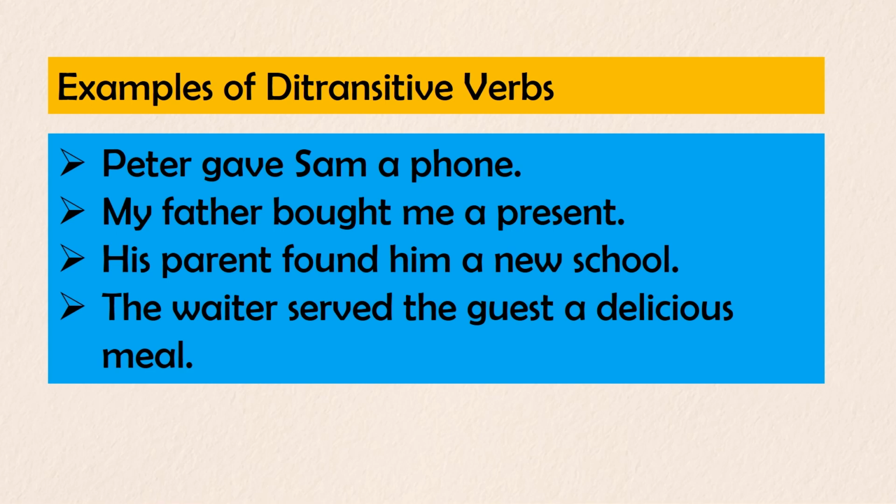His parents found him a new school. His parents found what? A new school is the direct object. Him is the indirect object. The waiter served the guests a delicious meal. The waiter served what? A delicious meal is the direct object. The guests are the indirect object.